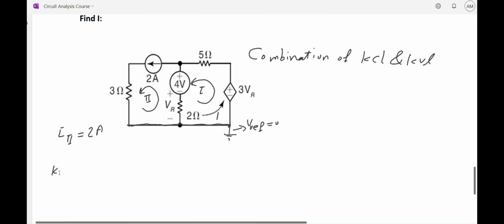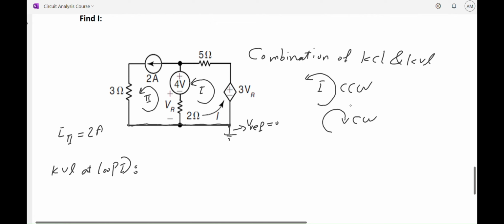Let's apply KVL at loop 1. As I said, try to always be consistent in your KVL. If you want to consider this direction as the direction of your KVL for loop 1, you can see that this is a CCW direction, counterclockwise. You may as well consider this direction, but again, you have to be consistent. If you have 3 or 4 loops, you have to consider either CCW or CW for all your loops. That helps you simplify your circuit.